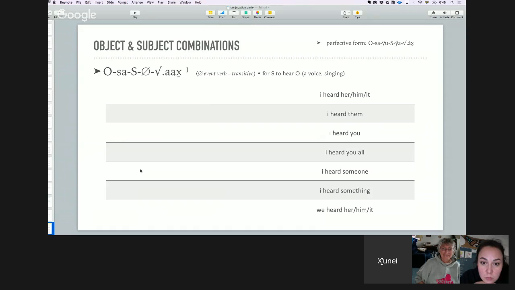Let's take five minutes. And then we're going to power through these with the perfective object-subject combinations. It's complicated, but I think it helps, because then you can start putting these together outside.